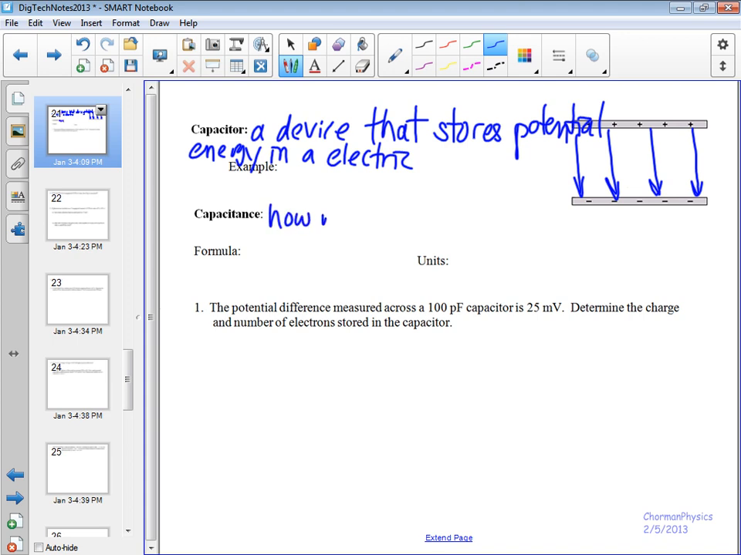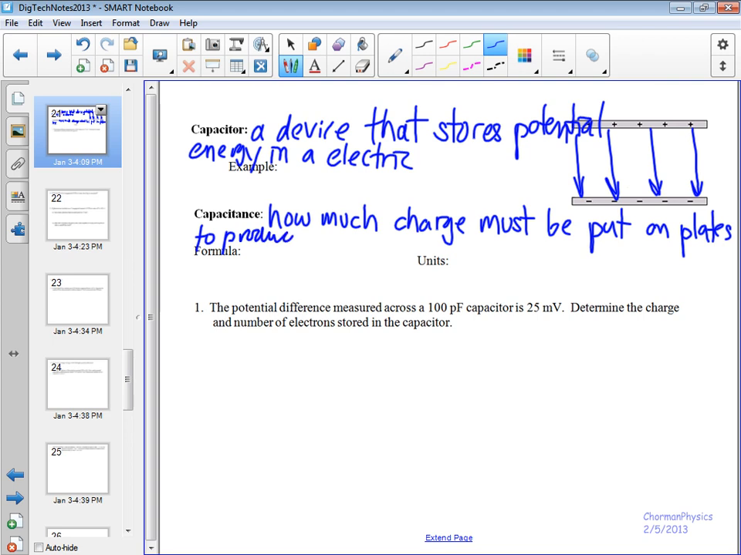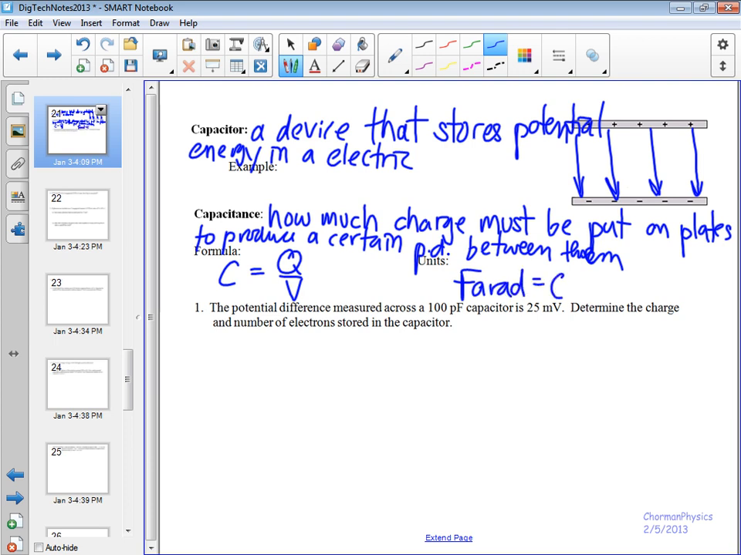So I'll write this again. How much charge must be built up or must be put on plates to produce a certain potential difference between them. So what this tells us is that capacitance is charge built up per potential difference. We call this a farad. And so a farad is just the same thing as a coulomb per volt.